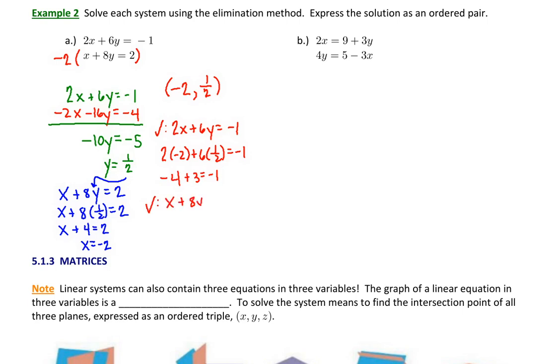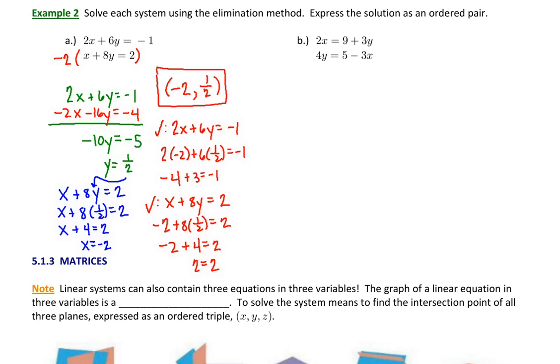So let's take a look at our second equation, x plus 8y equals 2. We'll replace x with negative 2, and we'll replace y with 1/2, and check for balance. So on the left side, we have negative 2 plus 4, and that gives me a balanced equation. So we can be absolutely confident that our ordered pair is the solution to the system.